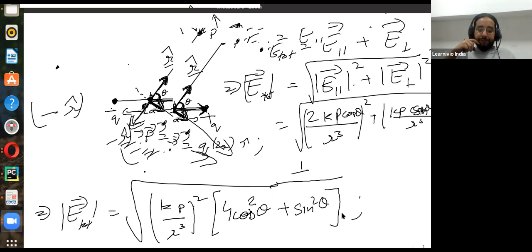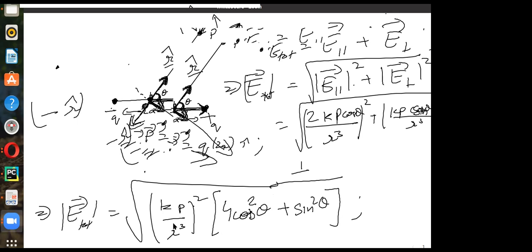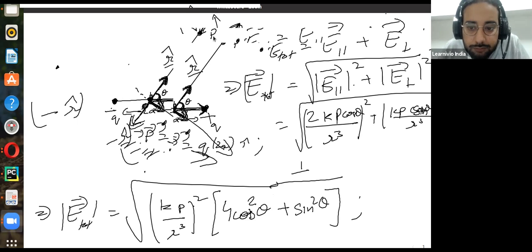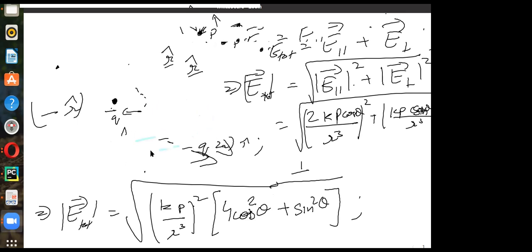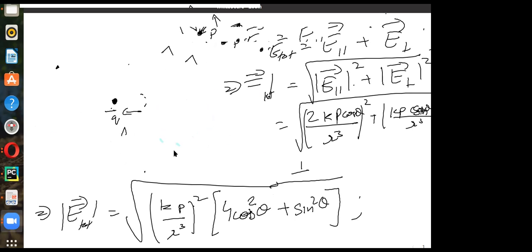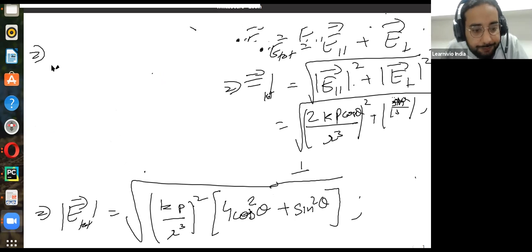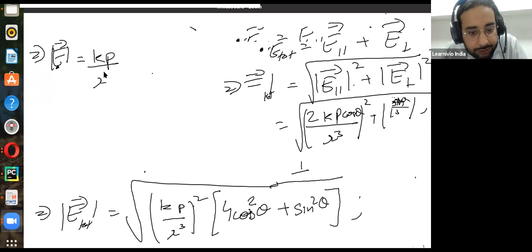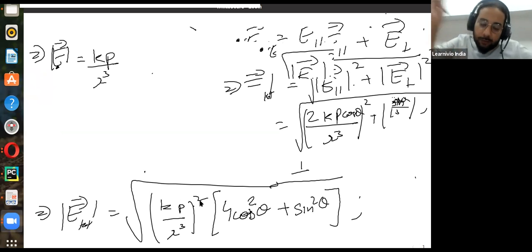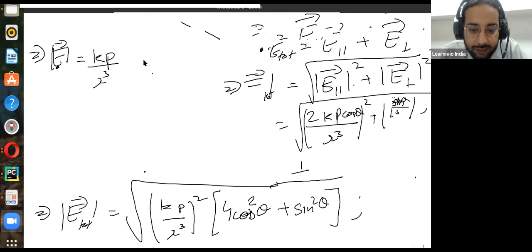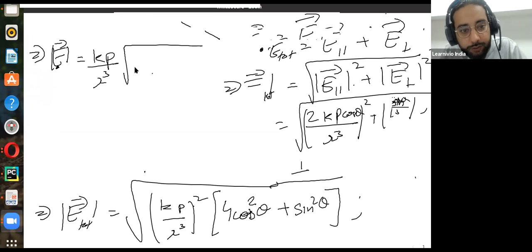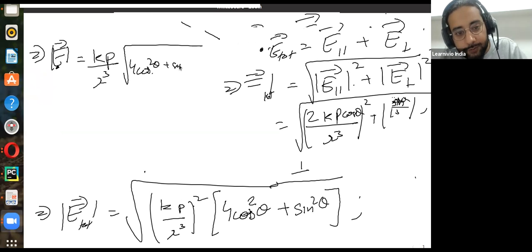Make sense? We've just taken things common. Yes. Lovely. Let's just take this out of the square root. Let's see what will happen. Taking things out of the square root, what we essentially get is kp over r cubed. So you had a square, you had a square root, things cancel out. So the only thing that remains is the thing itself. But you also have a square root of 4 cos square theta plus sine square theta.